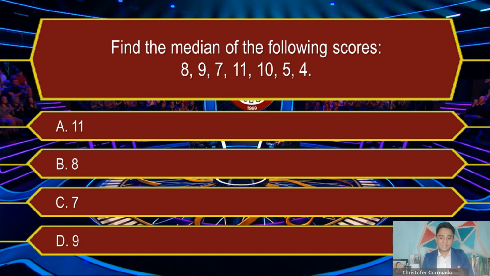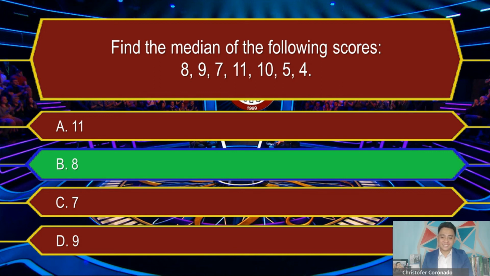Now if your answer is letter B, then that's correct. It's 8. Remember, you need to arrange first the set in decreasing or increasing order, and that's where you can find the median. Since there is an odd set of data, there is exactly one median, and that is 8.